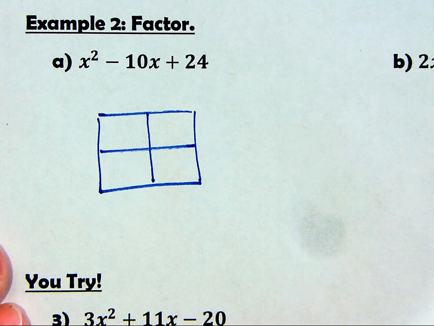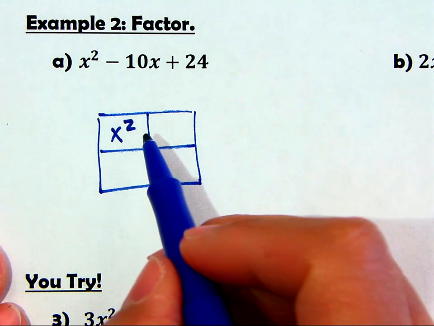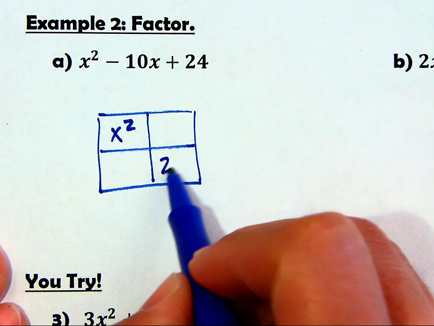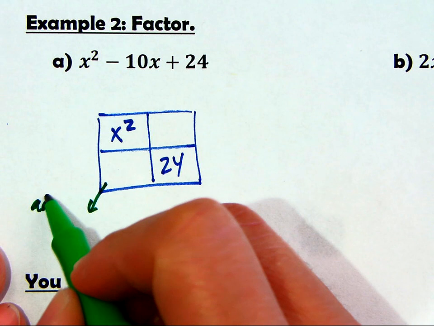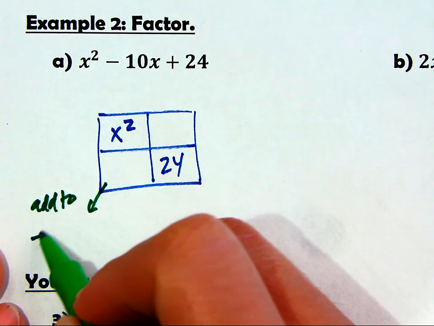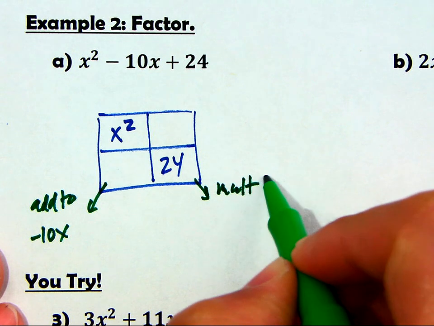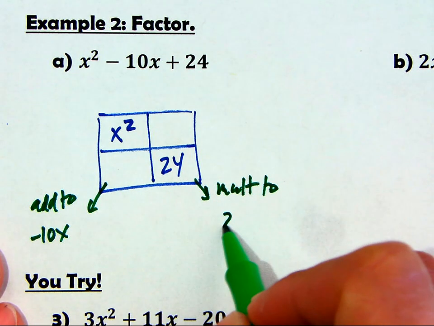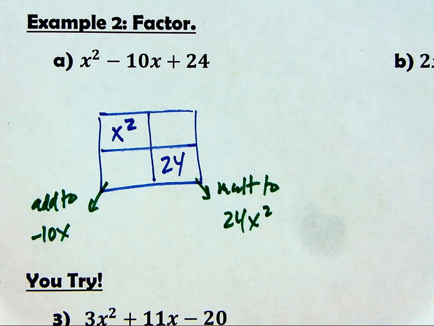All right, so we're going to move a little bit more quickly here since we're not really doing anything new other than the signs. Okay, first term, first box. Last term, last box. Okay, write out the clues. It's got to add to negative 10x, and it's got to multiply to make 24x squared. Now you might have to go through a bit more trial and error here because of the negative signs.